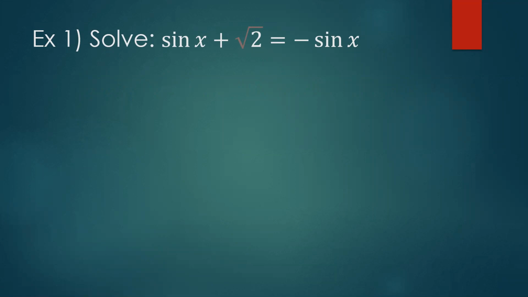Example one says solve sine of x plus square root of 2 equals negative sine of x. What I first want to do is try to get x by itself. The first step is maybe I can move this radical 2 to the right. Actually, I would get one side to 0, so I would add sine x to both sides.